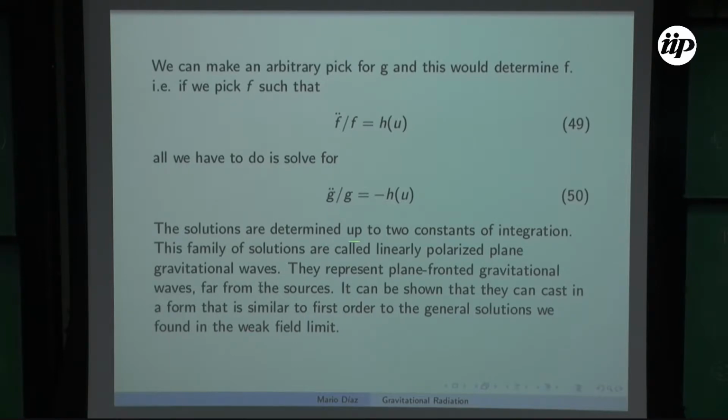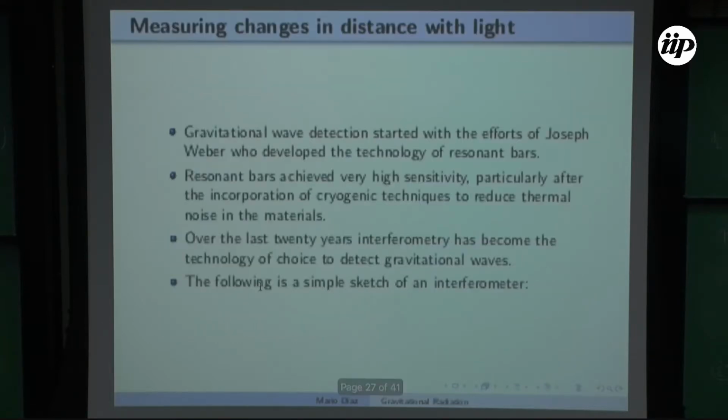Essentially, the solutions are determined up to two constants of integration. And this family of solutions is called linearly polarized gravitational waves. They represent plane-fronted gravitational waves from sources. And it can be shown that they can be cast in a form that is similar, to first order, to the general solutions that we found in the weak field limit. So I thought there was some value in mentioning this here, but we're not going to work with this.